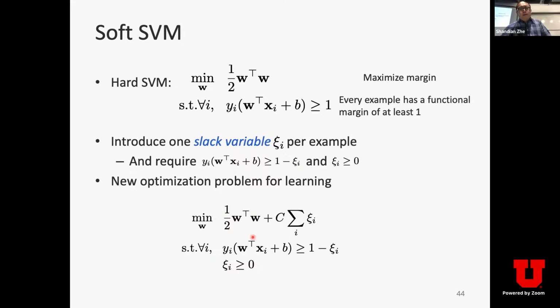And in the objective, I add my margin-related term, which is half of the squared norm, plus the summation of all slack variables times a hyperparameter C. So now I have a question. Why should I add this additional term in our objective function? Why not just introduce ξi in the constraint and then just minimize the squared norm, which maximizes the margin? Any thought?